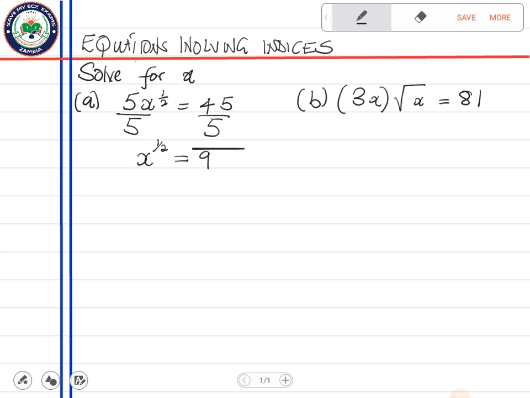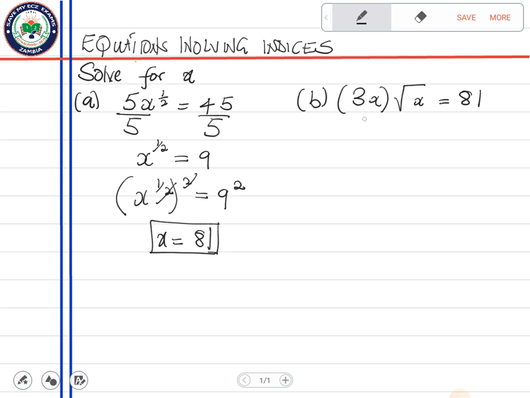Now that we've raised this to the power half, what does this mean? According to the rules of indices, half is just a square root, right? So there's no problem if you introduce a square root here. To eliminate it, I'm going to square both sides, not the square root but the square, so that I can make x equal to 81.